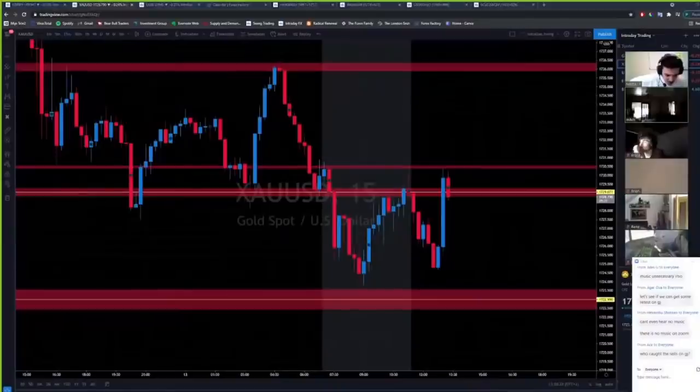Euro JPY on a strong resistance, ready to go down. Fire emojis. Nice. XRP is at 1.42. Yeah, a lot of people are making a lot of money on XRP.